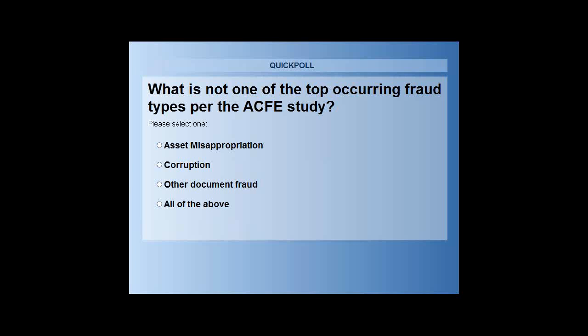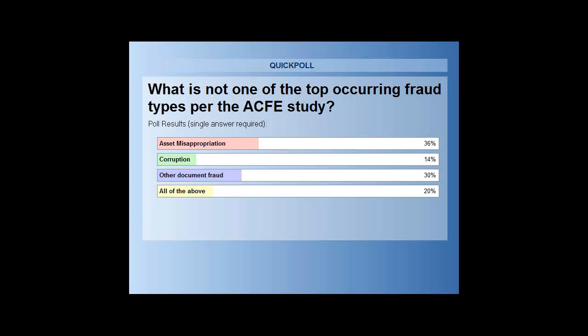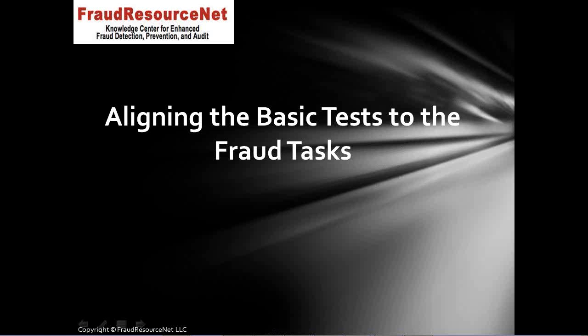I notice everyone's voted. Let me just close that poll and share it with everybody. And what is not one of the top occurring is probably other document fraud. So those that said that asset misappropriation was like billing fraud and check fraud and those things, all of the above is out as well. But we didn't go through that in depth, I understand. But you don't get marked for wrong answers. We're just logging who's answering.